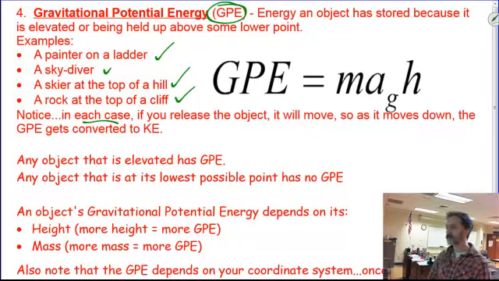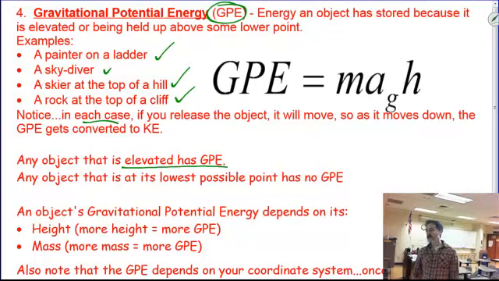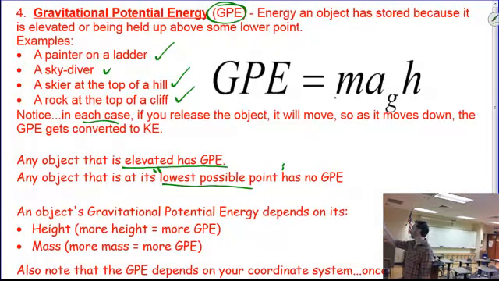So, any object that is elevated has gravitational potential energy. If it's at its lowest possible point, then it has no GPE. So this raises the question, what do we mean by lowest possible point? To calculate gravitational potential energy, it's mass times the acceleration of gravity, which, by the way, I might as well say here, we're going to use positive 9.8 meters per second squared.